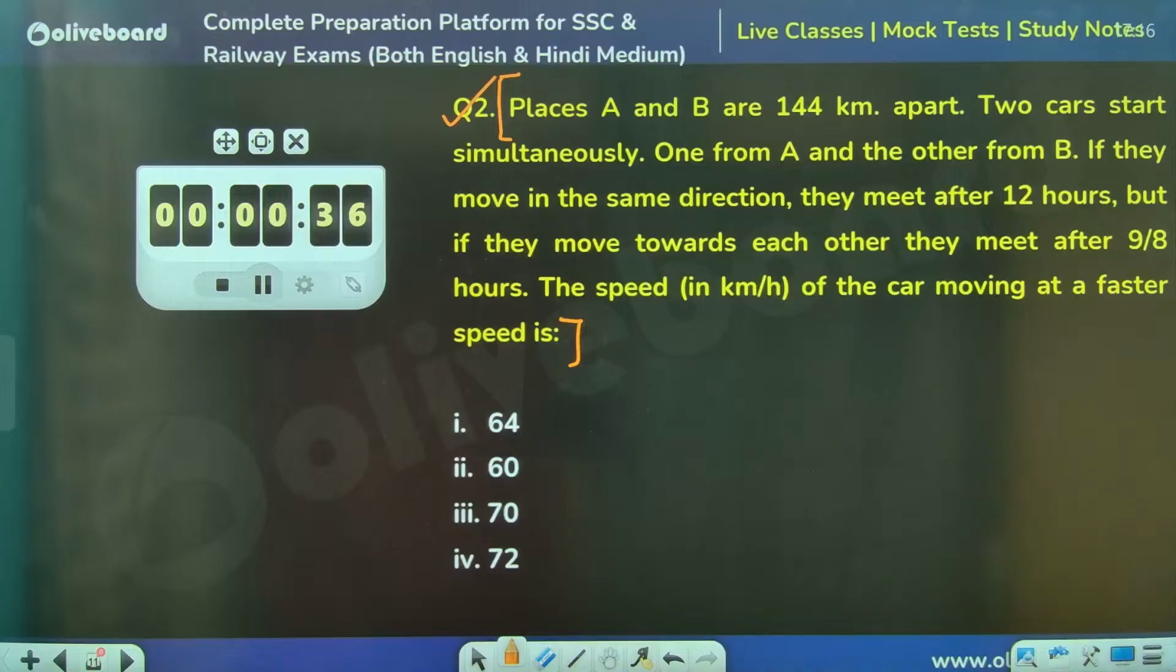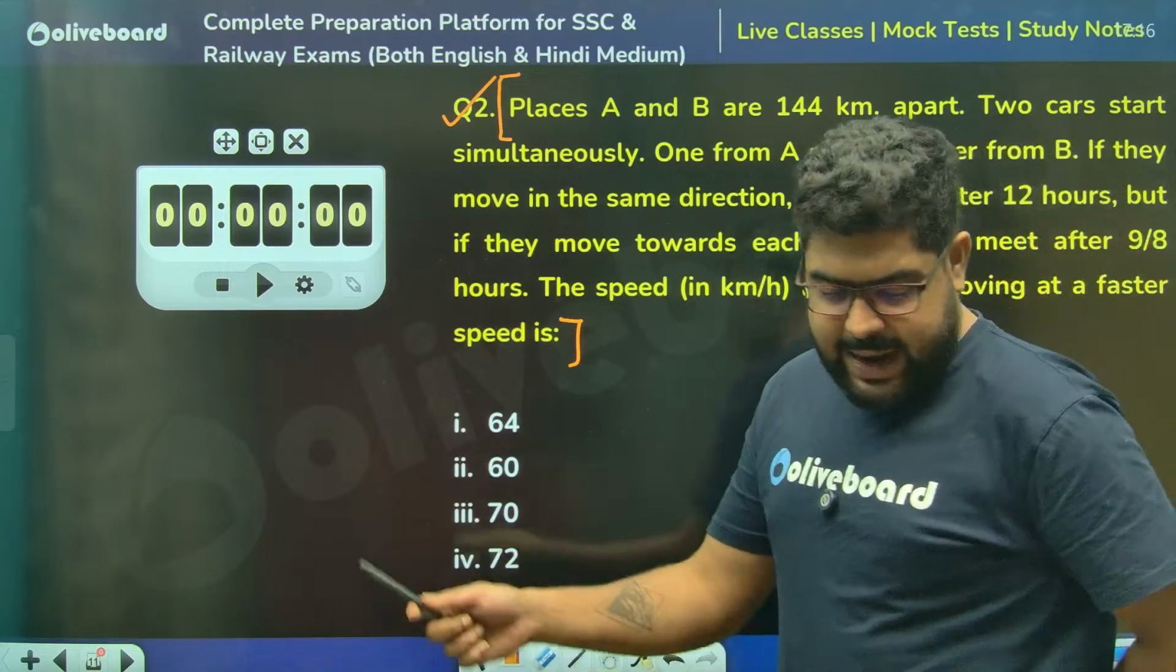Chalo, I need answers from everybody. 30 seconds. Any answers? Any answers, sir? Any answers as of now?